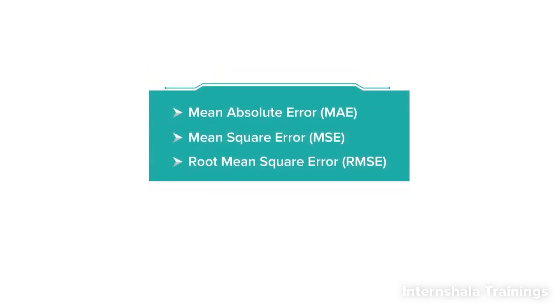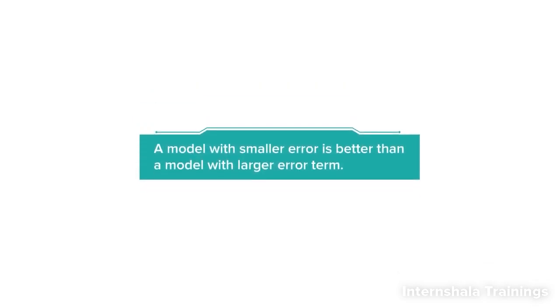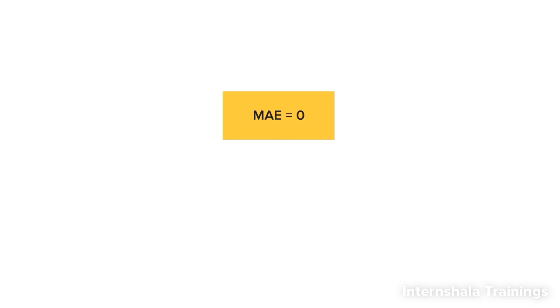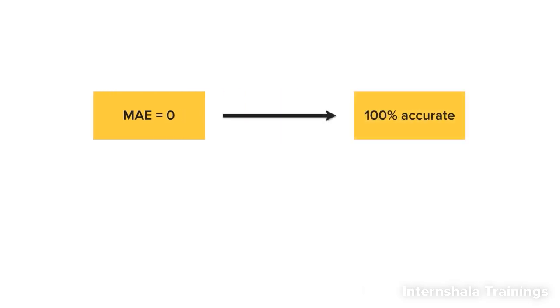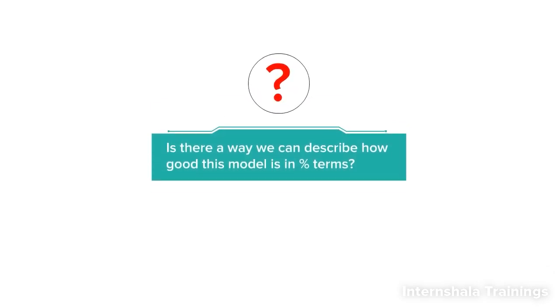Now, all the evaluation metrics or measures of error that we have learned so far give us an absolute value for the error. We know that a model with smaller error is better than a model with a larger error term. But the question is, how much better? We also know that a model with 0 MAE or RMSE, that is when there is no difference between predicted values and actual values, would be 100% accurate. But how about a model with say 250,000 as MAE? Is there a way we can describe how good this model is in percent terms?